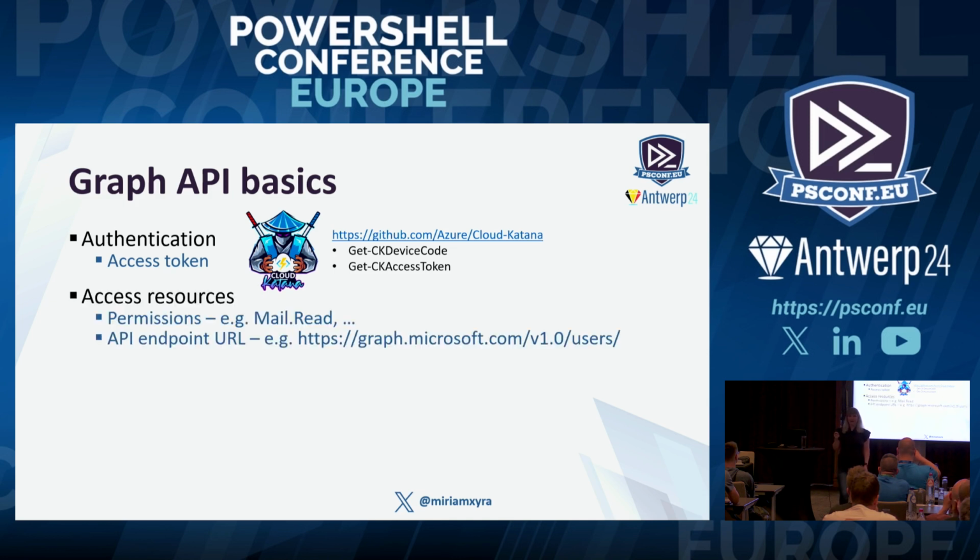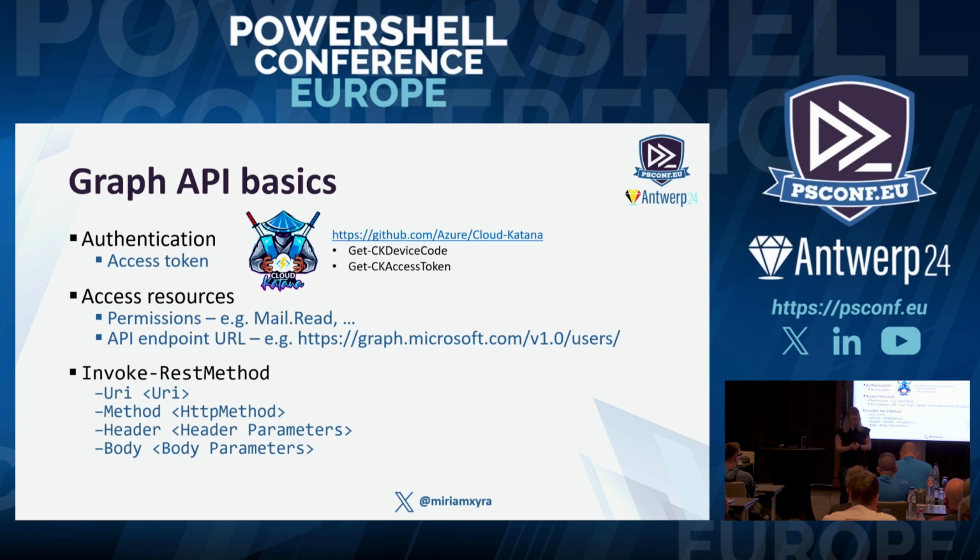As a next step, you want to access the resources. So what do you need? You need the permissions to do so. For example, if you want to read emails, you need Mail.Read. If you want to see what users are there, you need User.Read, and there are many more permissions that you need to configure for the API. And you need the API endpoint. In this case, if you want to read users' attributes, it would be the URL that you see here on the screen.